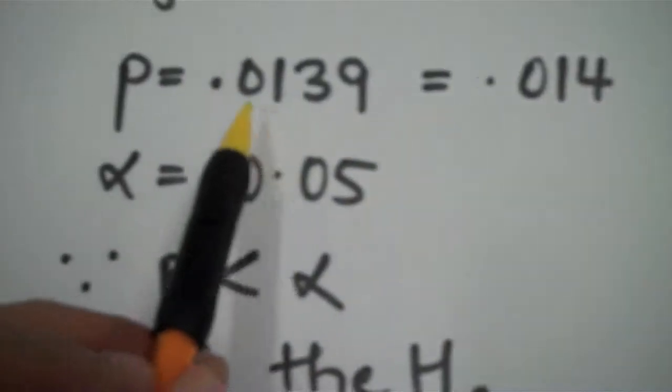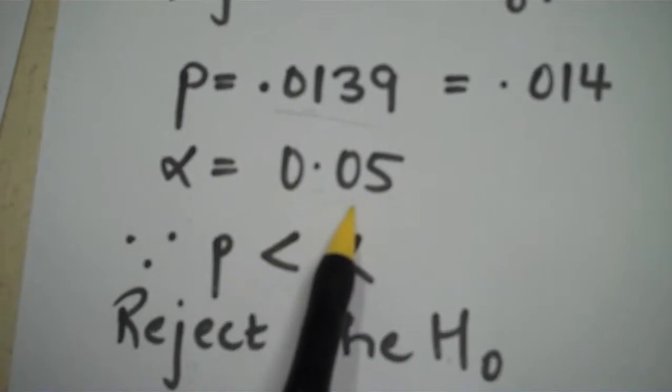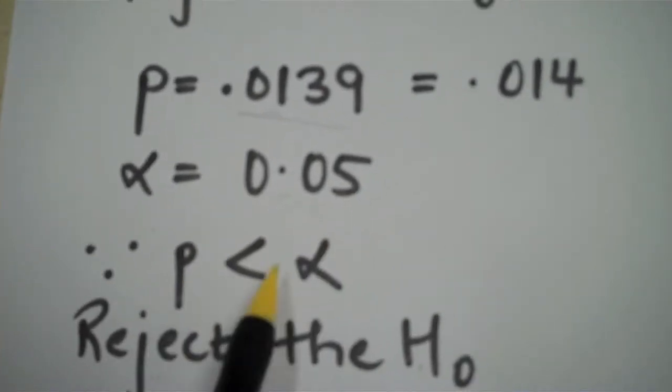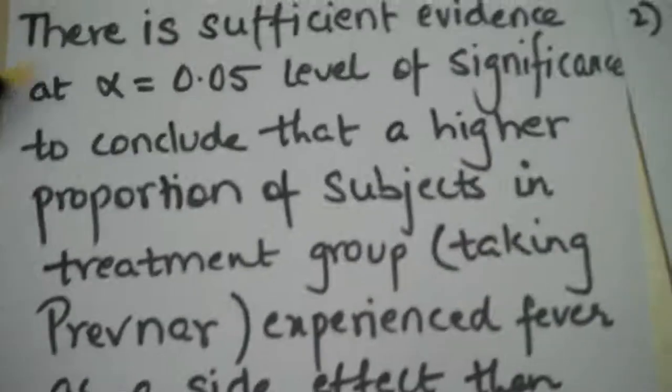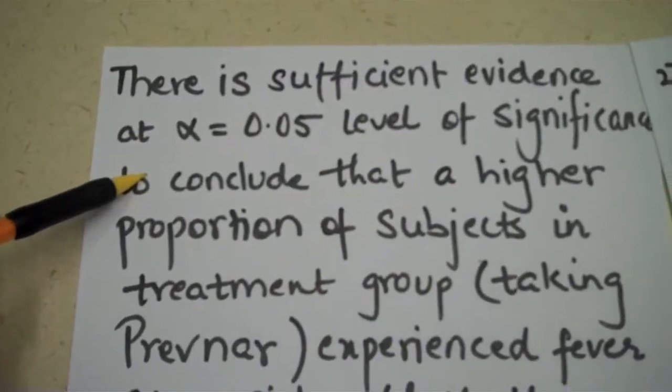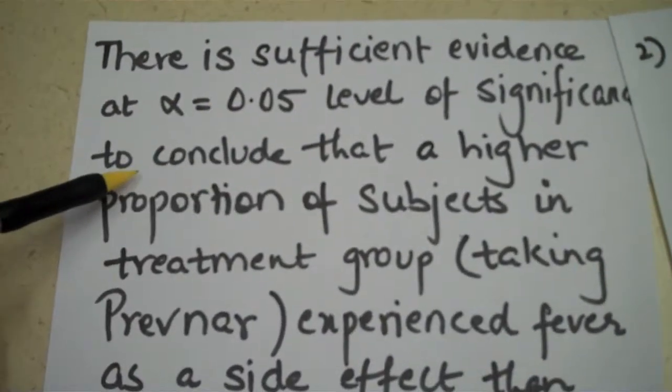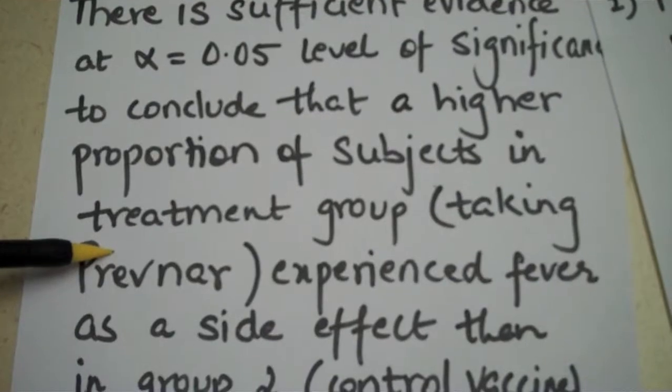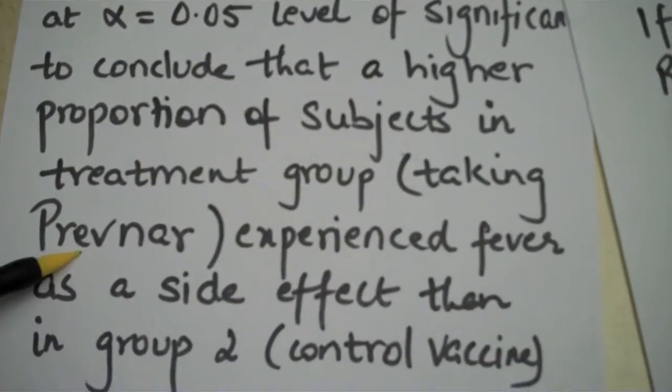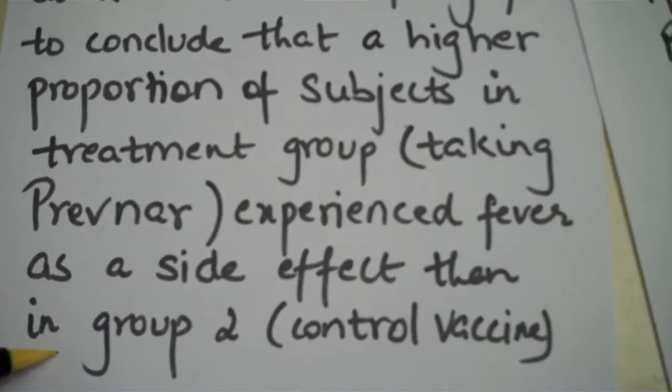We have a p-value right here, and at alpha 0.05 it is less than alpha, so we reject the null. To conclude, we do have sufficient evidence at alpha 0.05 to conclude that a higher proportion of subjects in the treatment group taking Prevnar experience fever as a side effect than in group 2.